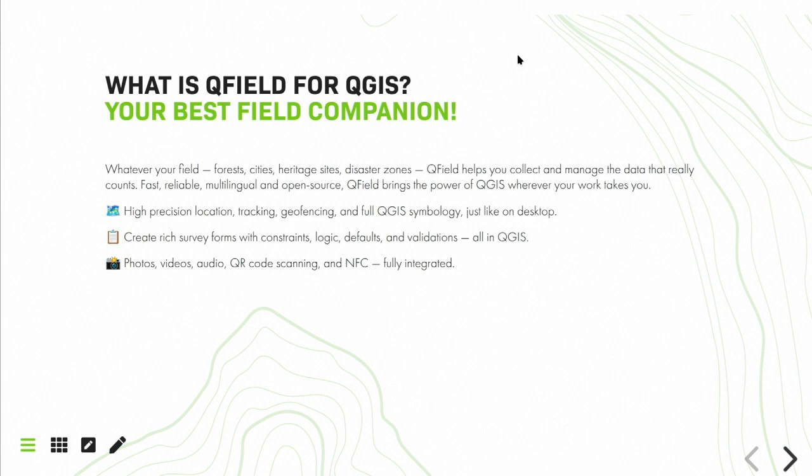QField has high precision location, tracking, geofencing. We benefit from the full QGIS symbology, just like your desktop. So if it renders nicely on your screen, it will render nicely on your tablet or your phone. You can create rich survey forms with constraints, conditional visibility, default value validation, etc. There again, we merely benefit from relying on QGIS. The magic is happening in QGIS, not in QField on that front.